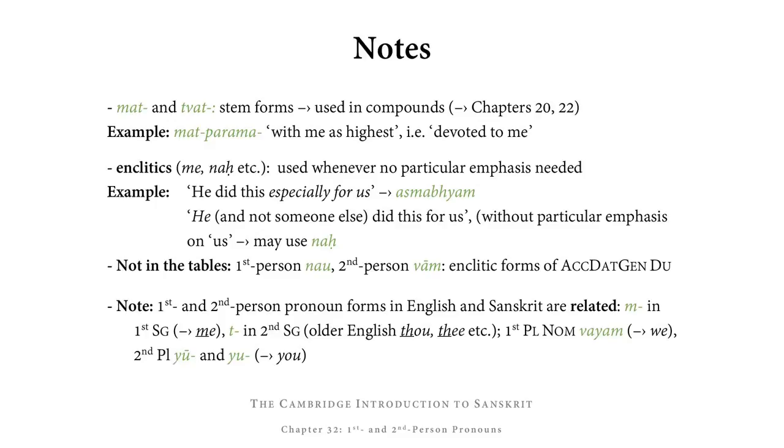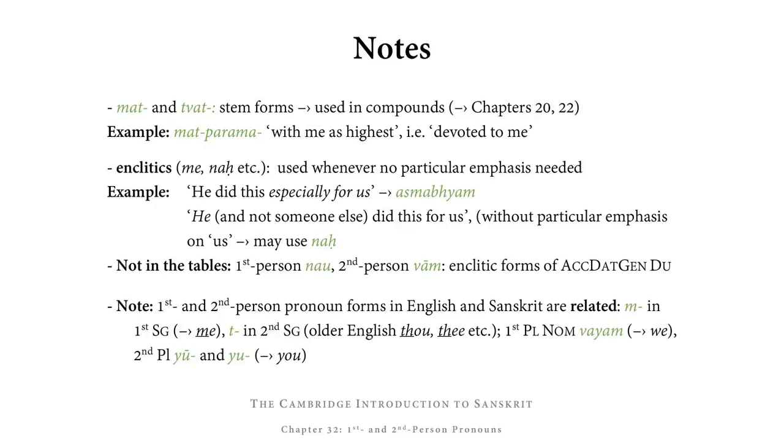Note that the dual enclitic forms were not included in the tables. These are now for the first person pronoun and vam for the second person pronoun. These would be the enclitic forms of accusative, dative, and genitive dual, so exactly the same cases for which we also found enclitics in the singular and plural. But unlike in the singular and plural, here we have just one form for all three cases, now in the first person and vam in the second person dual.